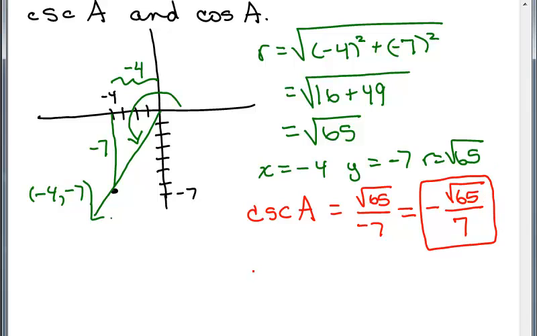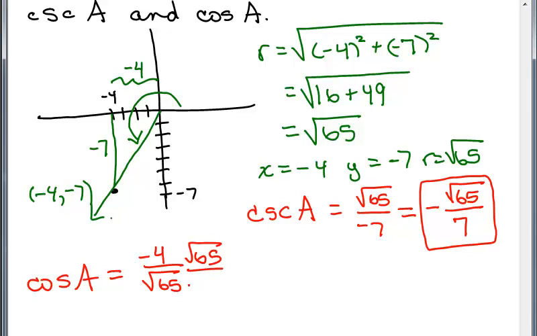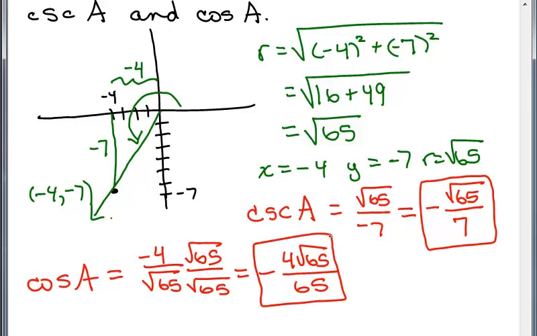The cosine, write it over here. The cosine is x over r, so that would be -4 over the square root of 65. And we need to rationalize the denominator in this case. So I've got one minus sign, so it's negative. In the numerator, it'll be 4 square roots of 65, and 65 in the denominator, nothing else cancels. So this is our answer for the cosine of A.